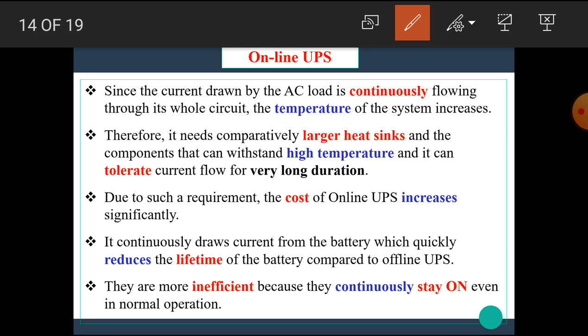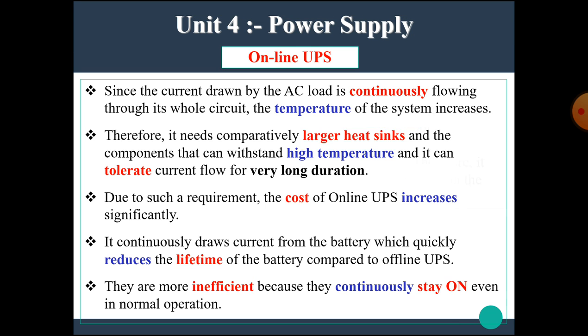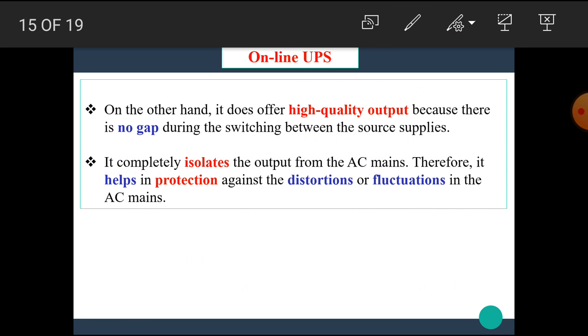The temperature of the system increases, hence it requires large heat sinks, due to which the cost of the entire system increases. The lifetime of the battery is reduced because it is continuously on, and it is inefficient. These are the disadvantages of online UPS.